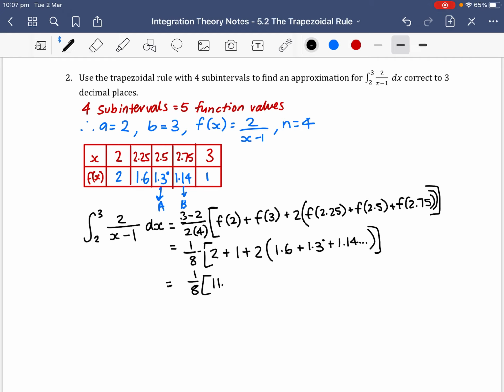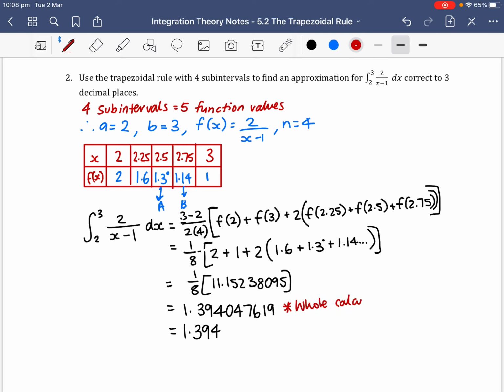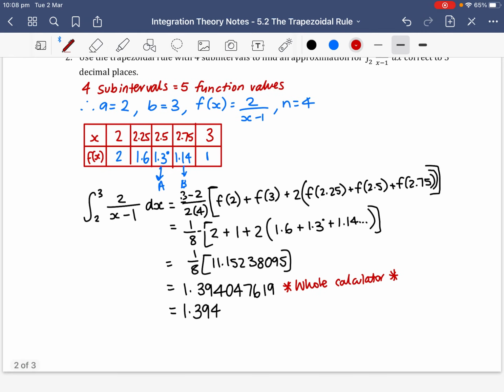So when we put this into our calculator, we get 11.1523895, and we need to multiply that by an eighth, and when we do so, we get 1.394047619. So that equals, correct to 3 decimal places, 1.394. Now make sure that you write out the whole calculator screen to show correct rounding, because if you make a mistake, you will lose a mark in an assessment task.